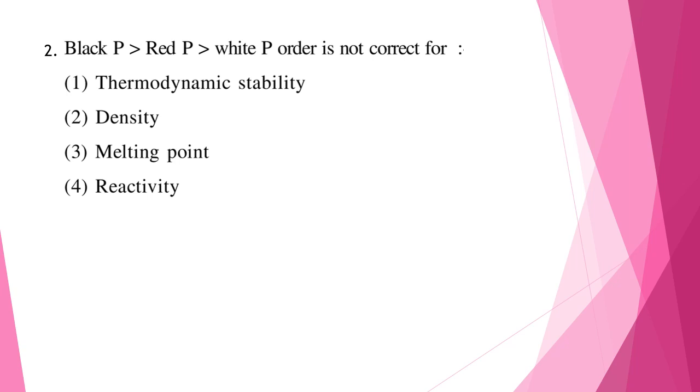Similarly, for density also, black phosphorus is the most dense, followed by red phosphorus, and the least is white phosphorus. In the case of melting point, black phosphorus has the highest melting point, then red phosphorus, and the least melting point is of white phosphorus. Now for reactivity, the most reactive will be white phosphorus because of angle strain, and the least reactive is black phosphorus. So this is not the correct order. So the correct answer here will be option 4.